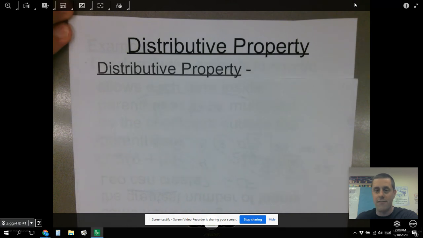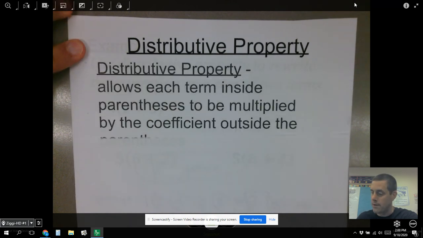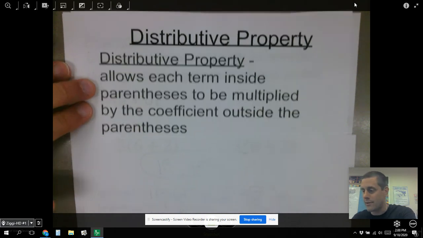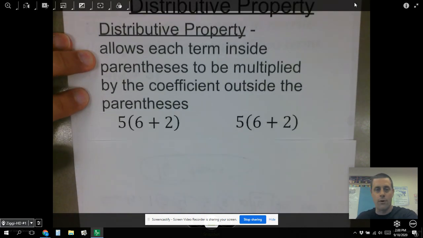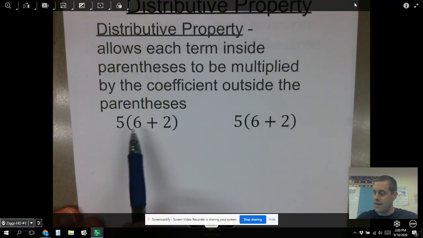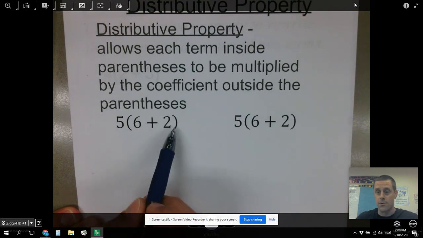I just want to start with a definition of the distributive property. And this will sound real nerdy and mathy, but essentially the definition is the distributive property allows each term inside of parentheses to be multiplied by the coefficient outside the parentheses. Well, let me tell you exactly what that means and show you in the form of an expression. So here we have the expression 5 times the quantity, that means in parentheses, of 6 plus 2.